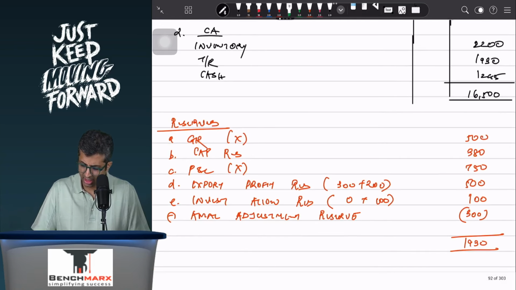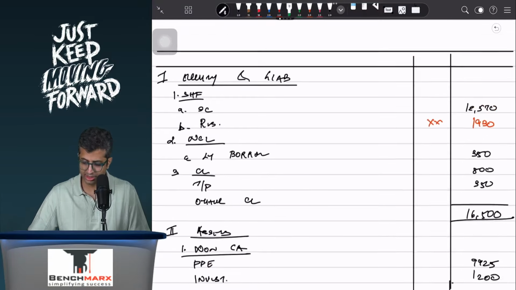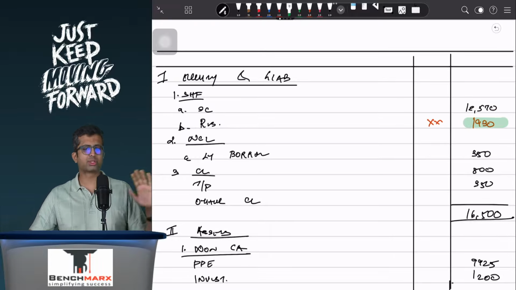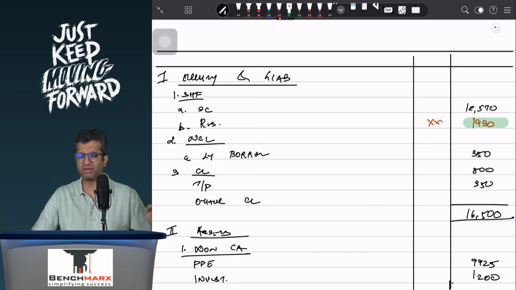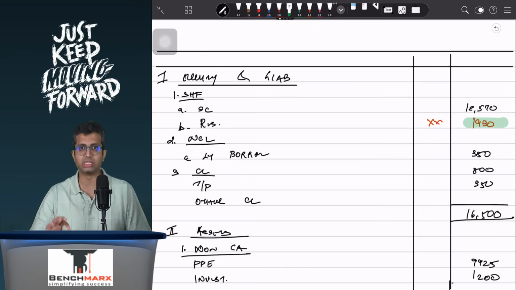In the second case, general reserve is 500 of X, P&L is 750, export profit reserve you will add, investment allowance reserve you will add, but then there will be an amalgamation adjustment reserve. And there was also a capital reserve of 380, and hence that comes to a total of 1930 over here, and everything else remains the same. So this question does not have a lot of sting, to be honest. However, because it is one of those questions where they are testing you on both purchase as well as merger, it is a good starting point, especially the reserves and surplus note. For both of these, it is something you should diligently refer to.